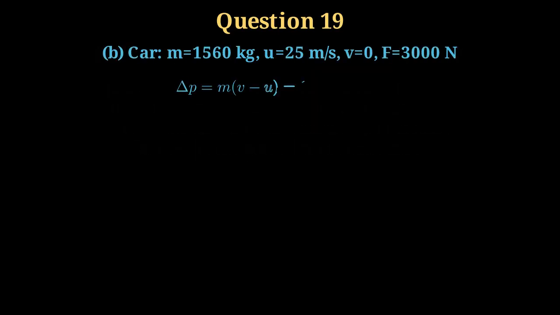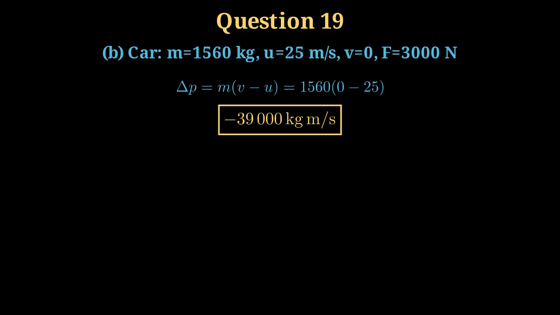Part B. A car of mass 1560 kilograms, traveling at 25 meters per second, is brought to rest by a constant force of 3,000 newtons. The change in momentum is mass times v minus u, that is 1560 times 0 minus 25, which is minus 39,000 kilogram meters per second. The impulse, force times time, equals the change in momentum. So the time to stop is the size of the momentum change over the force. 39,000 over 3,000, which is 13 seconds.